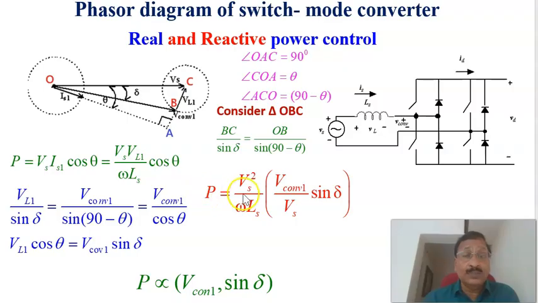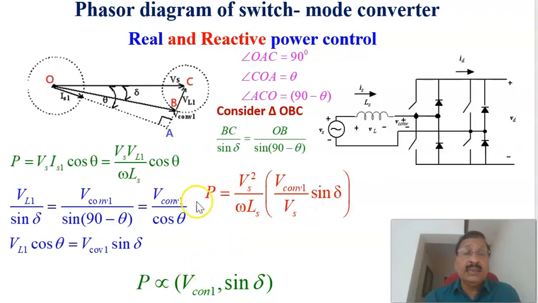With VL1 cos theta equal to V converter 1 sine delta substituted, and multiplying Vs in the numerator and denominator, the final equation for the real power flow is P equal to Vs square divided by omega Ls into V converter 1 divided by Vs into sine delta. Therefore, this is the real power flow between the AC grid and the DC source.